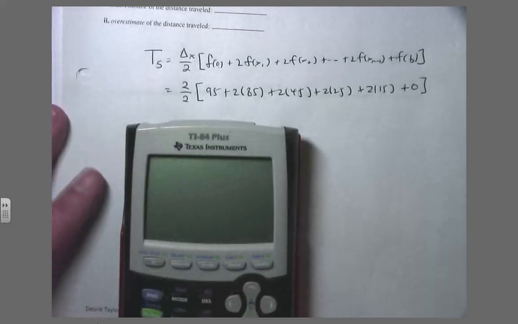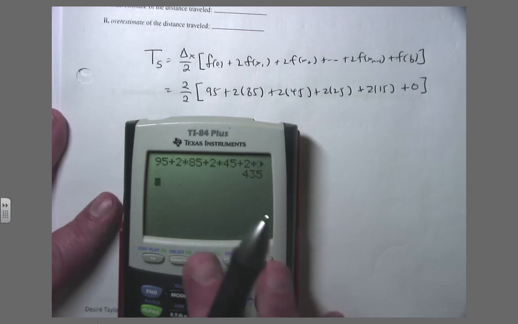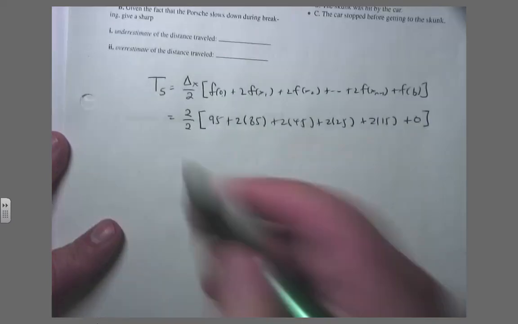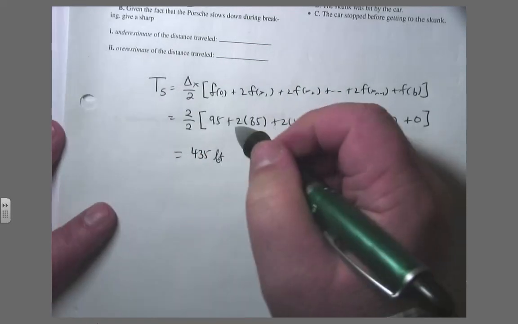Well, 2 divided by 2, I can do that kind of math. That's 1. So that'll be 95 plus 2 times 85 plus 2 times 45 plus 2 times 25 plus 2 times 15 plus 0. And what do I get? 435. What is that telling me? According to the trapezoidal rule, she traveled 435 feet.